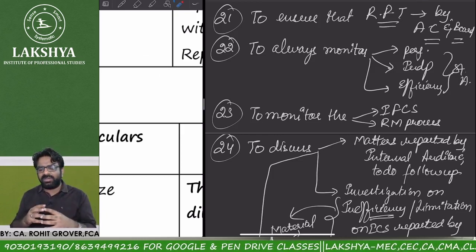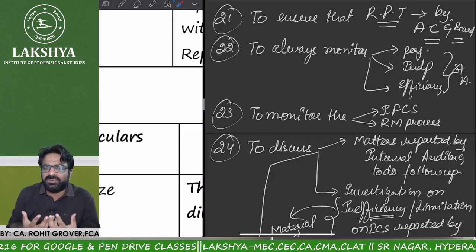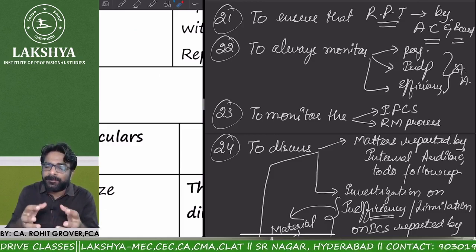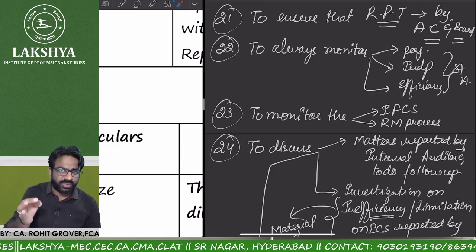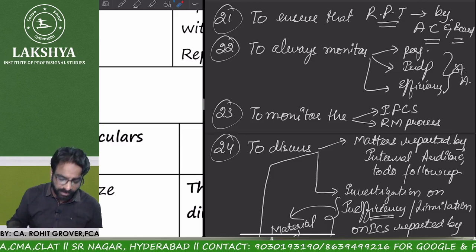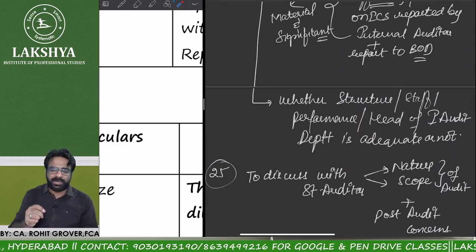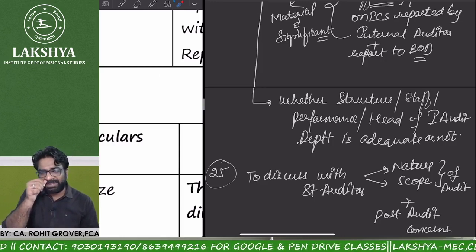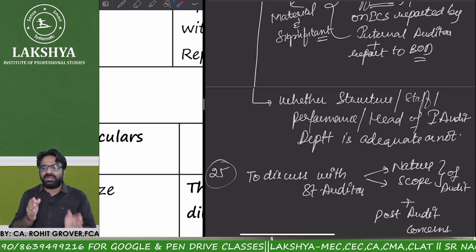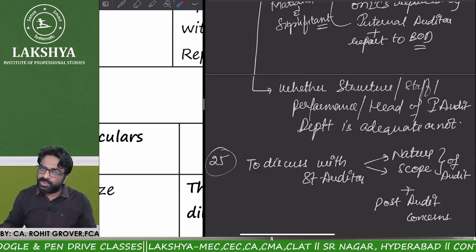And if the internal auditor has done any internal investigation and says that there is a failure of the internal control system on that particular part, and that failure is material and important, then the audit committee has to ensure that they are discussing the matters with the internal auditor. After that, they are reporting it to the board of directors. And most importantly, whether the structure of the internal audit department, the staffing, the head of the internal audit department is adequate or not, then to discuss with the statutory auditor relating to the nature and scope of an audit, and everything relating to post-audit concerns.